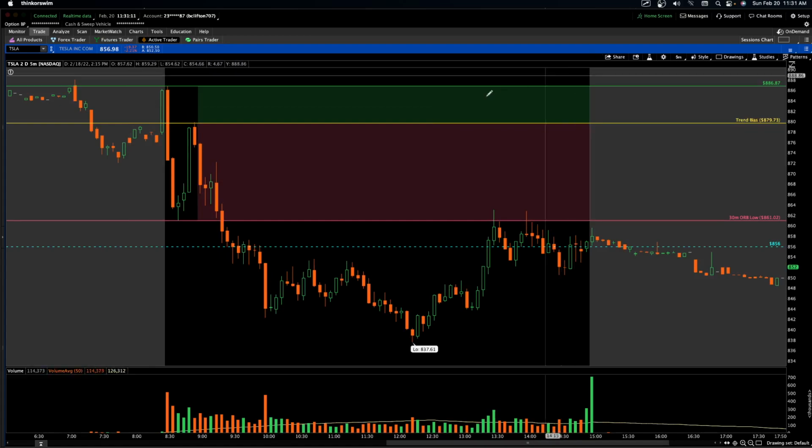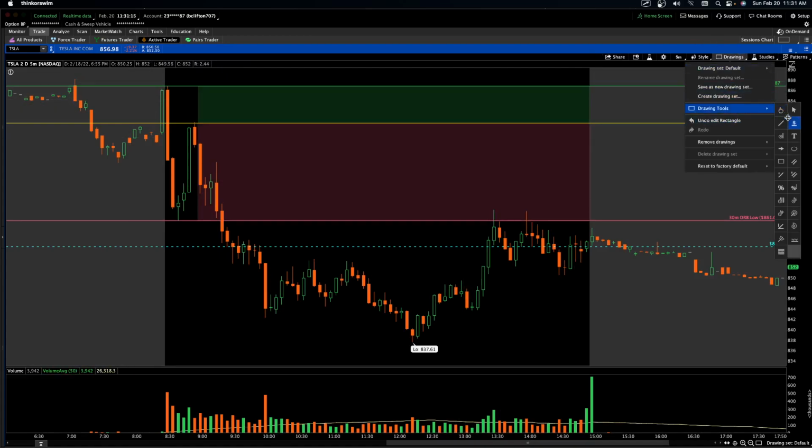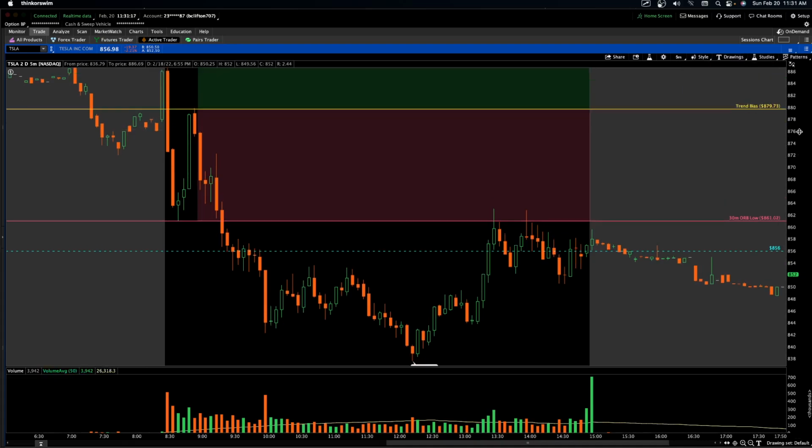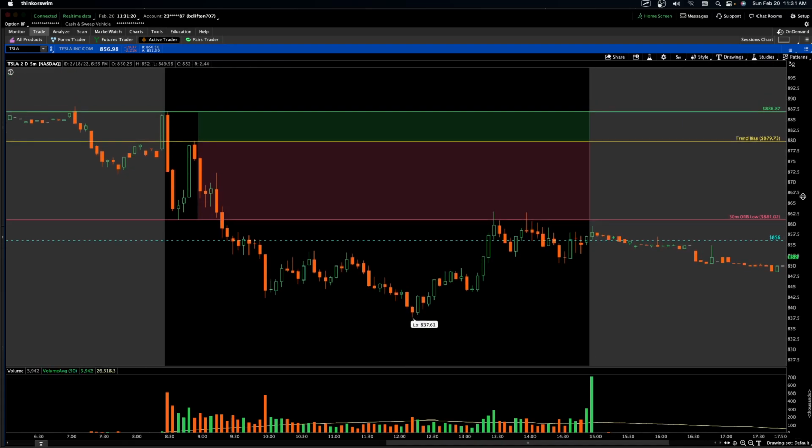So I like to refer to these zones. Let me get to my text here so I can type it in. Zoom it down a little bit. So I like to refer to this as the bull zone.